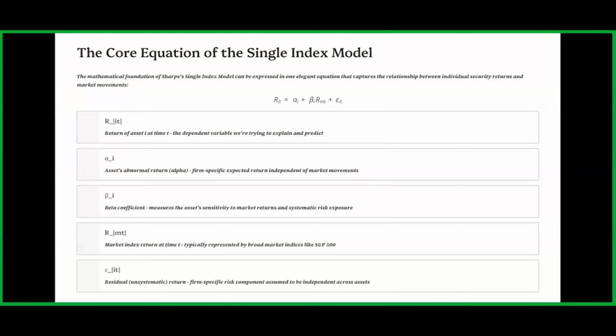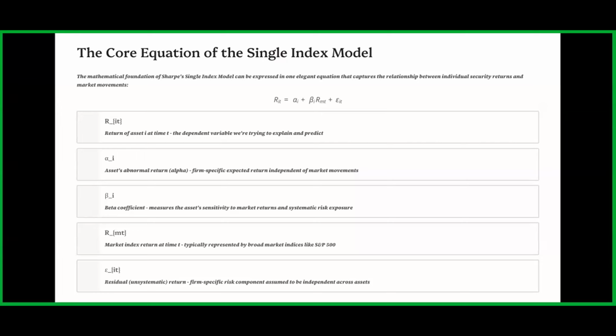So the core equation of the single index model is here. This is the mathematical formula. The mathematical foundation of the Sharpe single index model can be expressed in one elegant equation that captures the relationship between individual security returns and market movement. For the 100 companies we consider, we calculate only 100 returns. Again, we need not calculate the standard deviation of each company with another company.